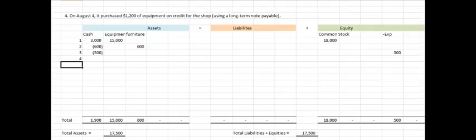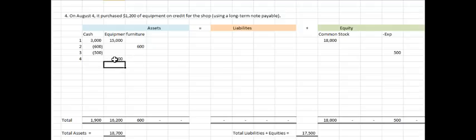Was it on account? No, we signed an IOU or a note for it. So we are using a long-term note payable. The two accounts affected are equipment. Did equipment increase or decrease? You know that equipment increased by $1,200. So we're going to put the $1,200 there.